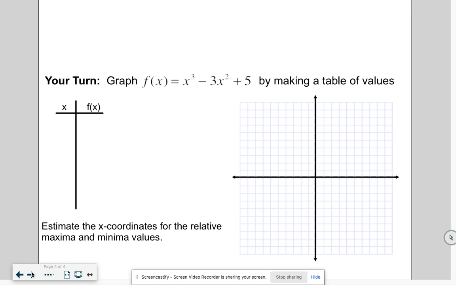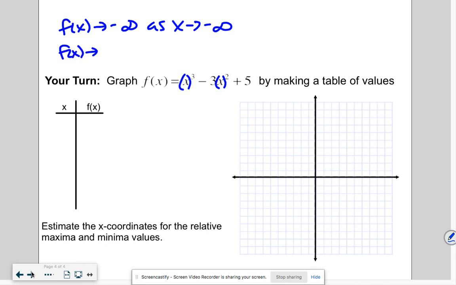Okay, so real quick, because it's an odd degree function and the leading coefficient is positive, we know that f of x is going to head towards negative infinity as x goes towards negative infinity. They go in the same direction. And then on the other side, f of x is going to head towards positive infinity as x approaches positive infinity. So the function goes in opposite directions, but it goes the same direction as x. So we've got our y-intercept is 5 here. So we have 0, 5 is our y-intercept, okay?